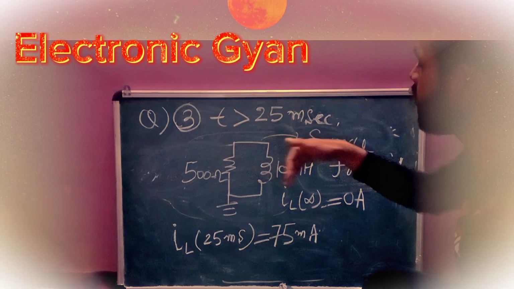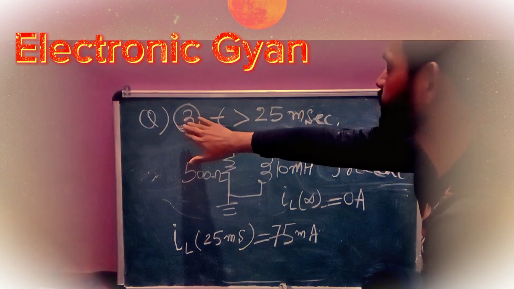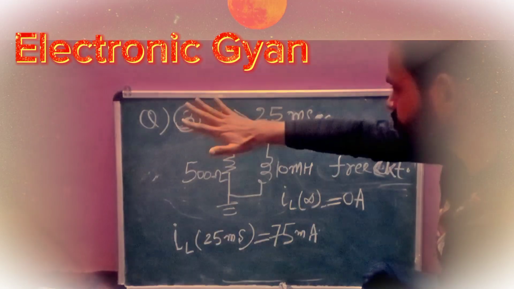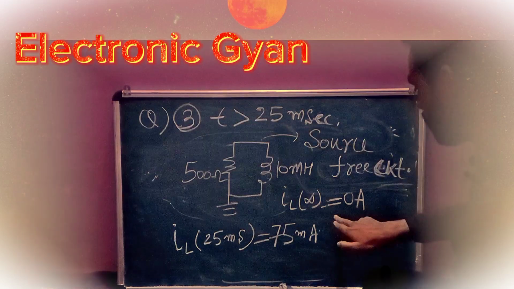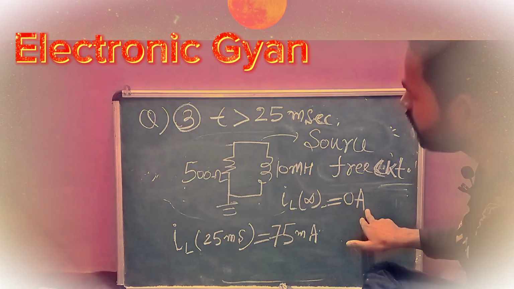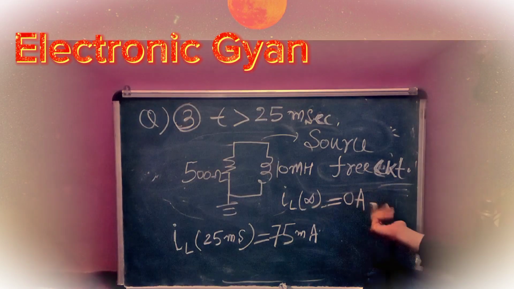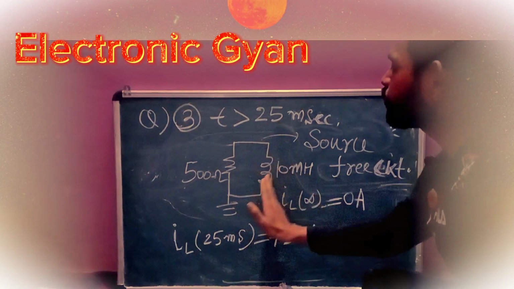Don't confuse this with the steady state current that we obtained for the duration of t from 0 to 25 millisecond. That is different, that is for that duration. This is my steady state current for this duration, which we have obtained as 0 ampere. Why? Because this is a source free circuit, no source is there at all, so definitely the current is 0.